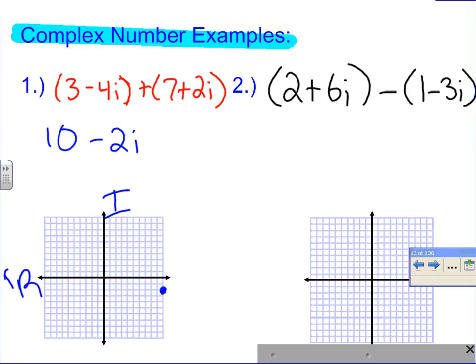Okay, number 2, you're subtracting, but what do we need to do first? Remember this from chapter 9. What do we do with that negative? Luke C? Distribute. Good job. So we really have 2 plus 6i minus 1 plus 3i. So distribute the negative first.